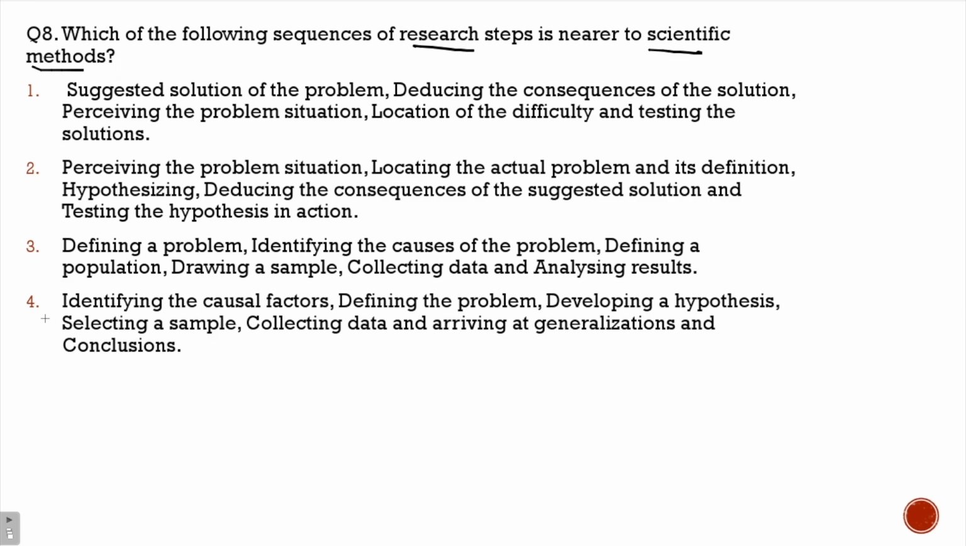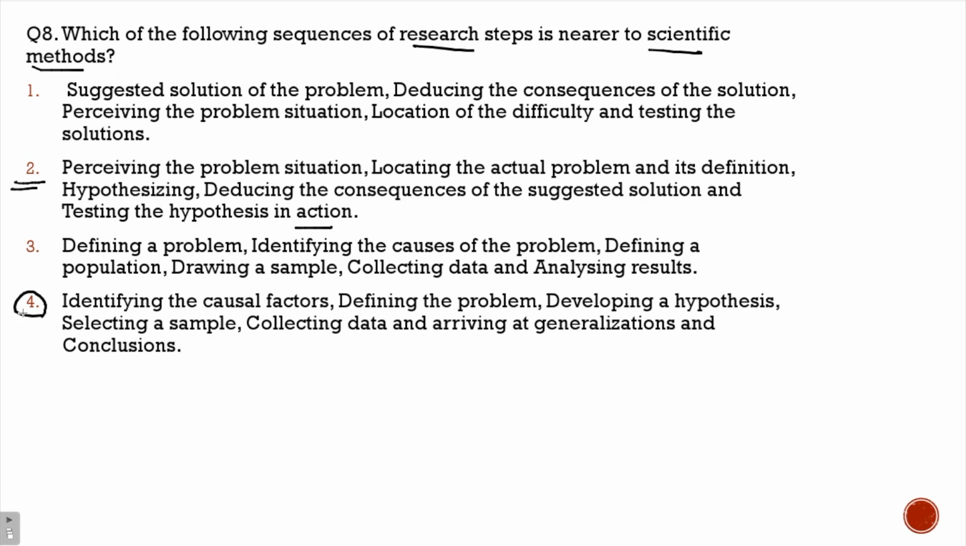The answer that we had provided in the previous video was fourth: identifying the causal factors, defining the problem, developing a hypothesis, selecting a sample, collecting data, and arriving at generalizations and conclusions. The answer that has been provided by UGC is second: perceiving the problem situation, locating the actual problem and its definition, hypothesizing, deducing the consequences of the suggested solution, and testing the hypothesis in action.